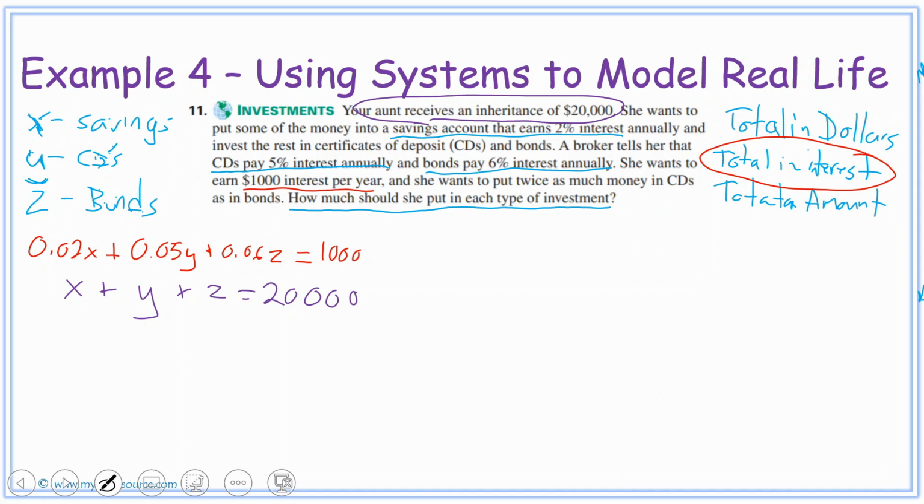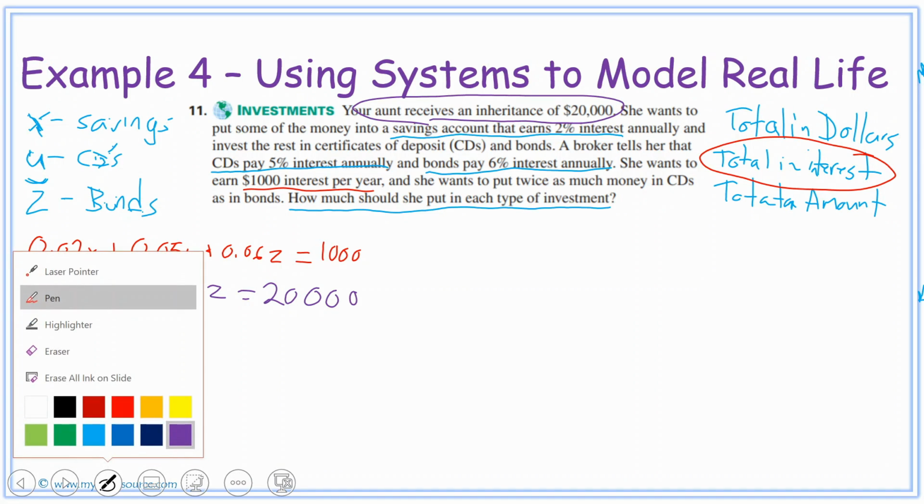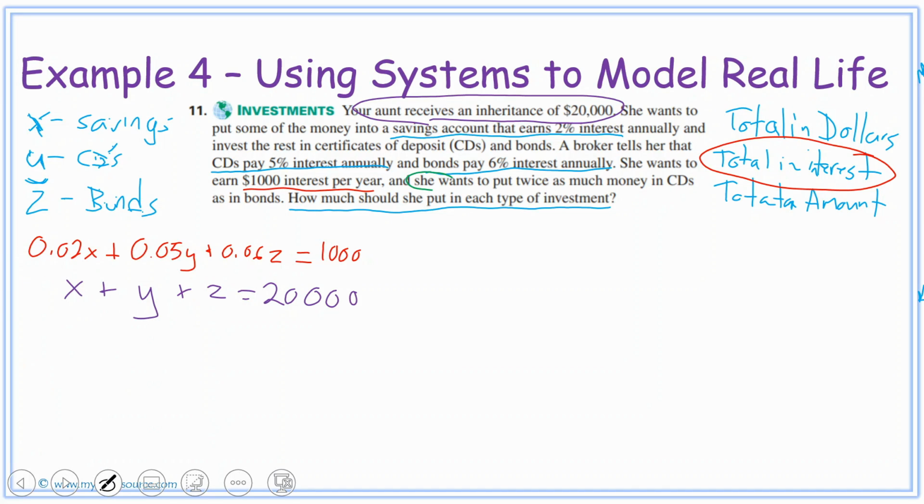Well, one thing that's truly given that we can work with, it doesn't really give us any other information but this. And let me change the color first. That she wants to put twice as much money in her CDs as in her bonds. It doesn't really speak much about the savings account, which means we're going to have to use the information that we have to figure that out.